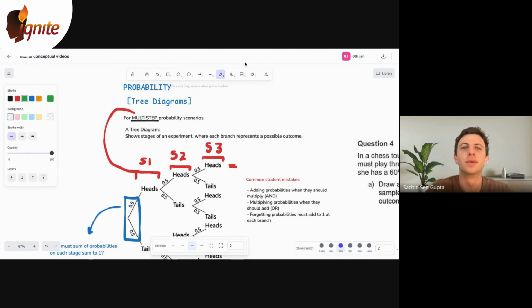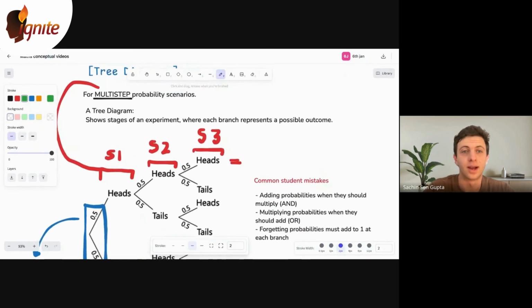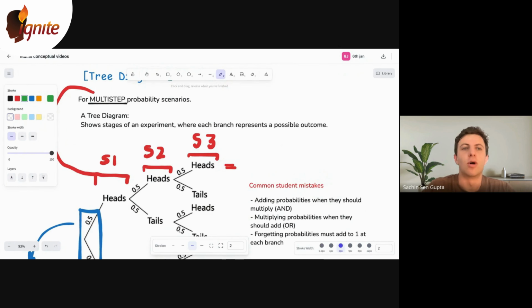Hey guys, today I'm going to be looking at probability, specifically tree diagrams. So where do we use tree diagrams? Specifically in multi-step probability scenarios. What does that even mean? It's where there are multiple stages. For example, you flip three coins sequentially, one and then another and then another. You've got three stages in that sort of probability scenario.